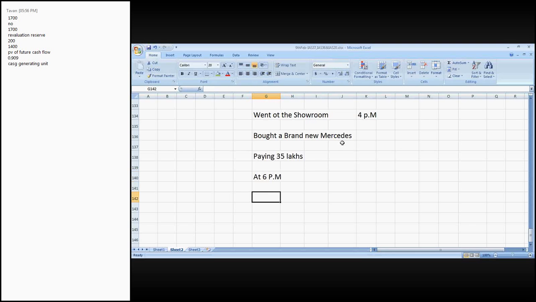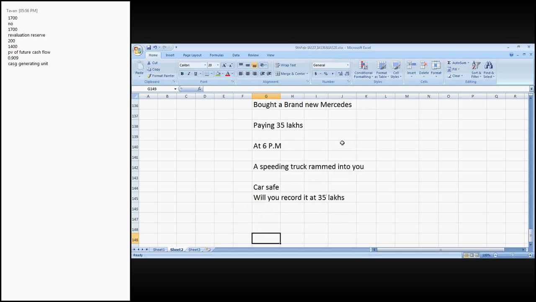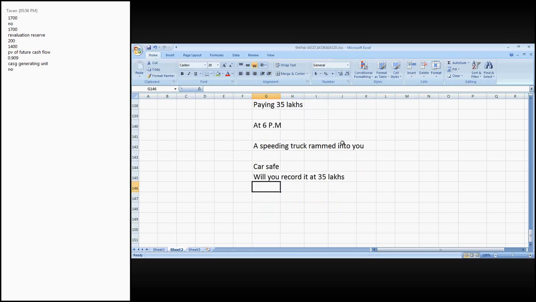A speeding truck rammed into you. You're quite safe, no worries. But is the car safe? Will you record it at 35 lakhs? No. So this is a clear indicator of impairment, that your asset has suffered impairment.